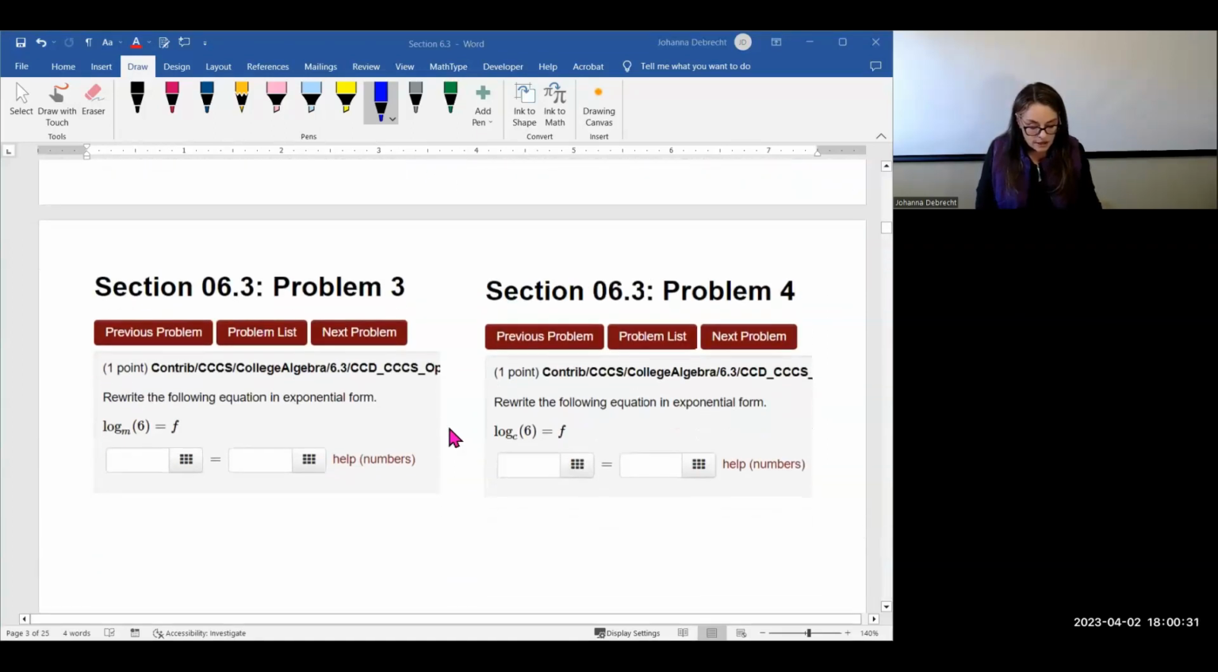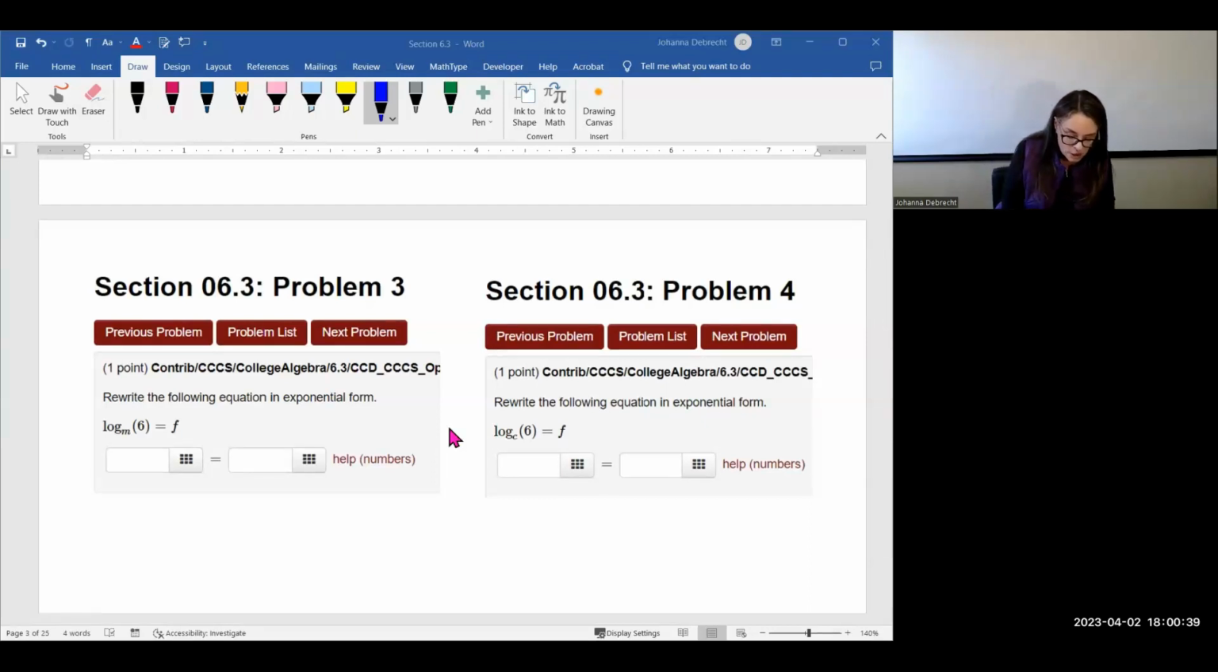Now let's look at the next one. This is exactly the same. Write the following logarithmic equation in exponential form. So I'm switching forms. So base m to power f equals the answer 6, right?